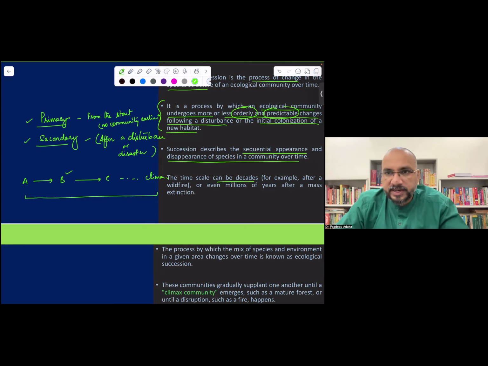Okay, so it can take 20-30 years after a wildfire, or even millions of years after a mass extinction. If a localized area has a natural calamity like a forest fire, then after 15-20 years you can slowly see the vegetation grow again and it will become normal. But after a mass extinction it may take 10 million, 15 million years to again have the same biodiversity. It may take millions of years for the animals to adapt and diversify. So adaptive radiation may take around 10 to 15 million years.